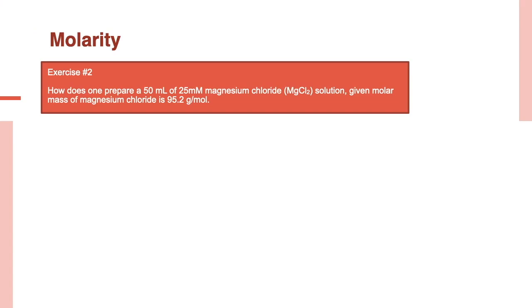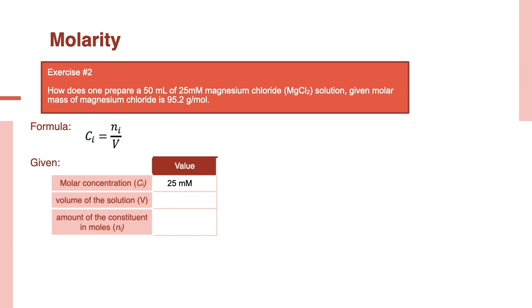The problem is how does one prepare 50 ml of 25 millimolar magnesium chloride solution given the molar mass of magnesium chloride is 95.2 grams per mole. The formula that we will use is molar concentration is equal to amount of the constituent in moles divided by volume of the solution in liters. The given are the molar concentration is 25 millimolar, the volume of the solution is 50 milliliters, and the amount of the constituent in moles is what is being asked.